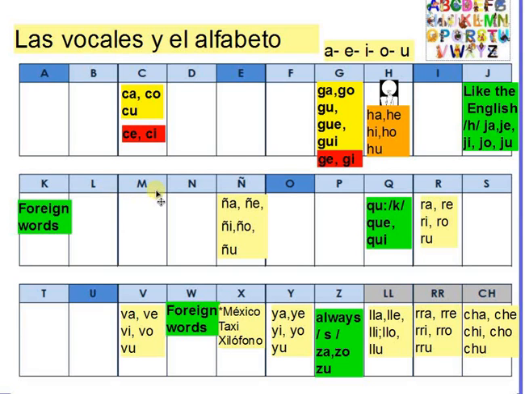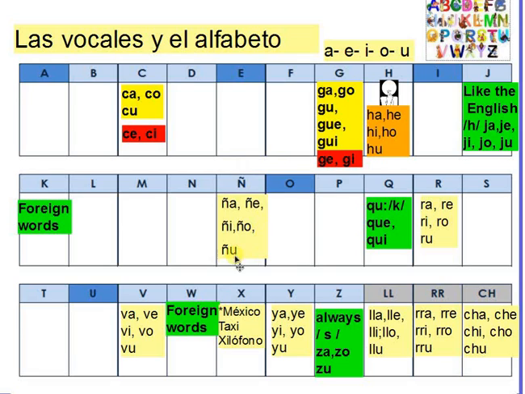The letter M is just like in English: ma, me, mi, mo, mu. The letter N, same thing: na, ne, ni, no, nu. And then we have the letter Ñ. Remember, we saw before, these letters are different. They're not the same. This thing on top here marks the difference. It's called a tilde. Okay? So here we are going to say ña, ñe, ñi, ño, ñu.